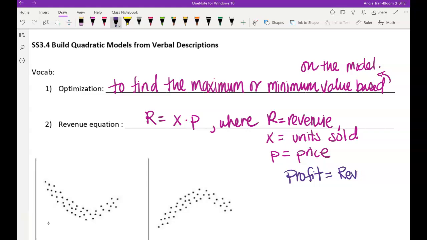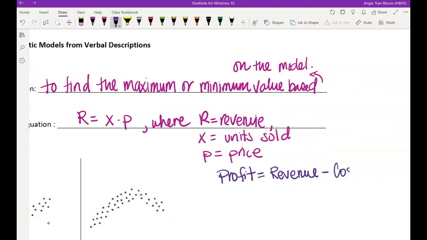Profit is the revenue, the amount we take in, minus cost, okay? So keep that in mind. So revenue is the total amount that you're collecting, that you're getting in each day. The profit is after you subtract the costs out.